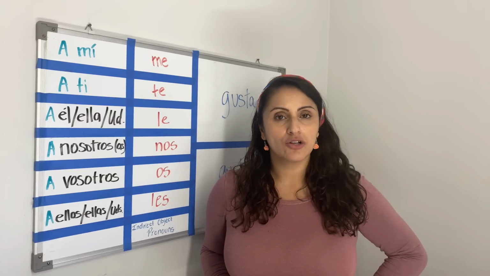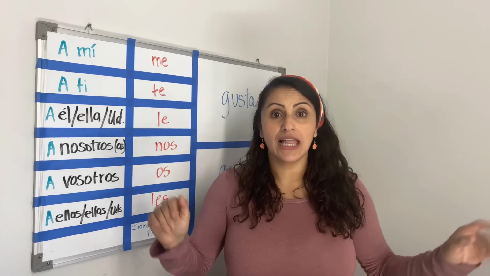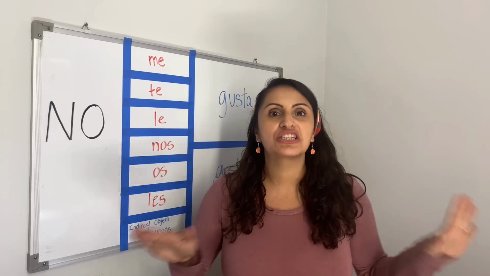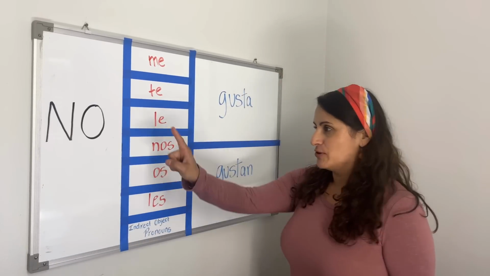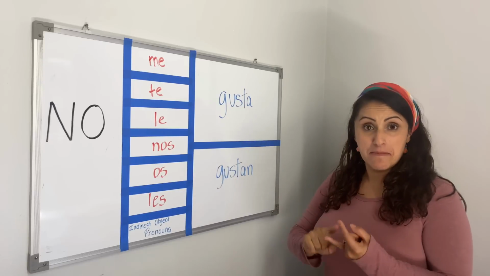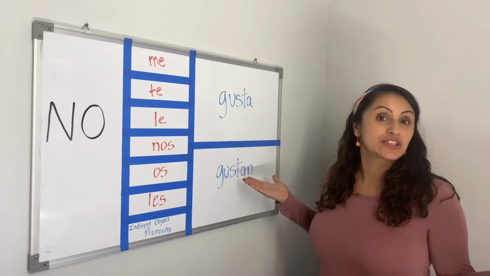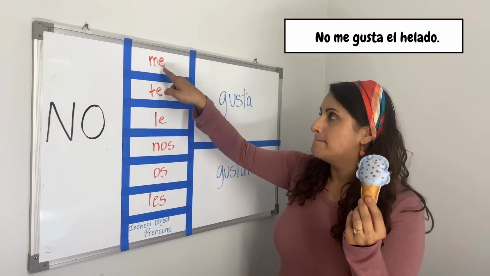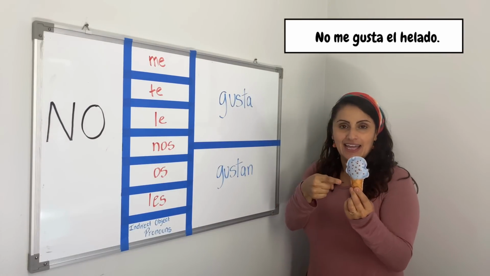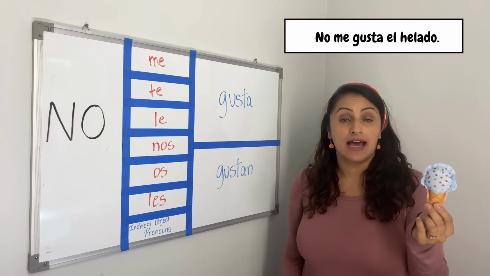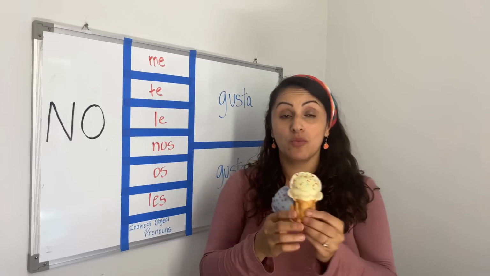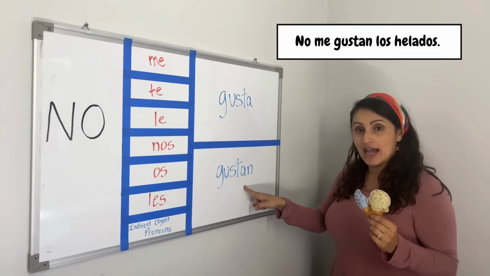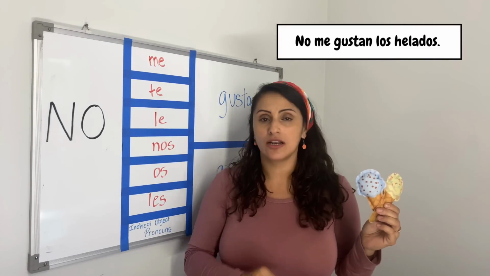Now, let's talk about what if you want to say you don't like something? What do you do? So if you don't like something, it's super simple. All you're going to do is put a no in front of the me, te, le, nos, os, les. So let's say you don't like ice cream. You would say, no me gusta el helado. Again, if we're talking about more than one ice cream, you would say, no me gustan los helados.